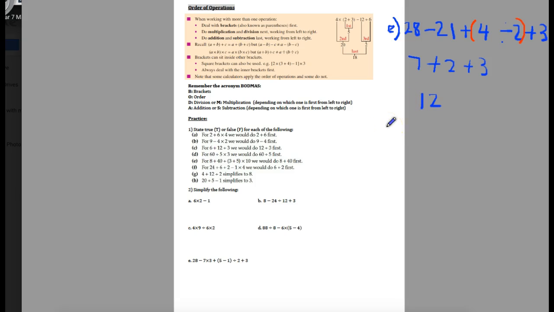Okay, so just take your time, do as much working out as you need to. You don't have to do everything in one line like I have, but that's basically your aim. You want to do it as quickly as possible.